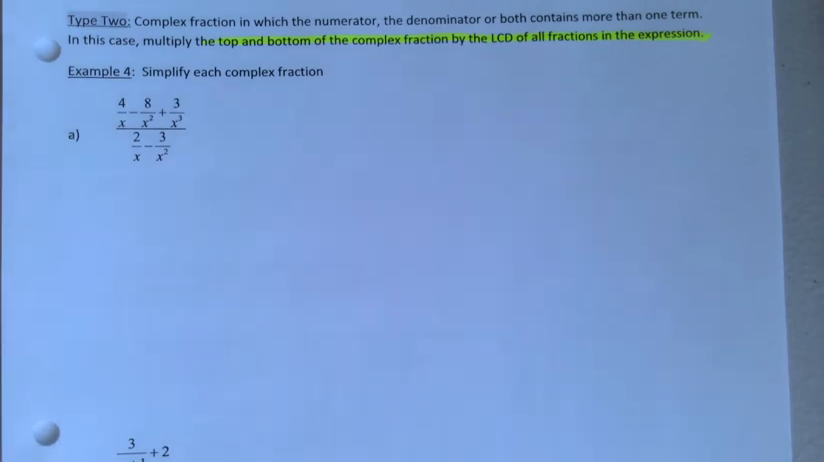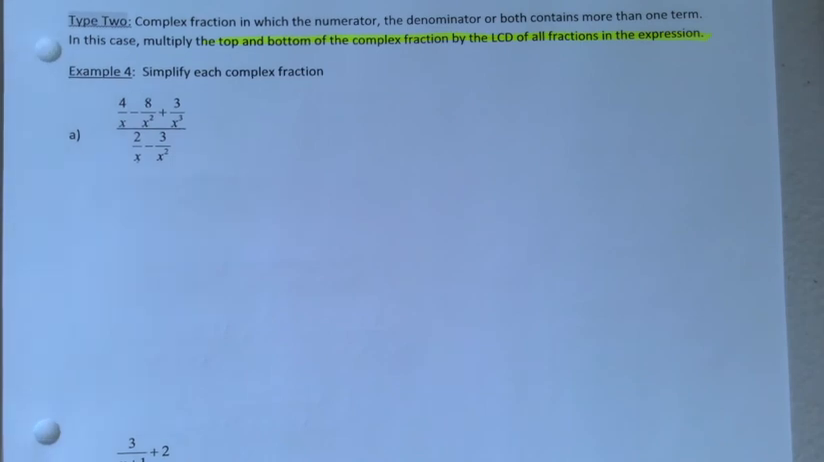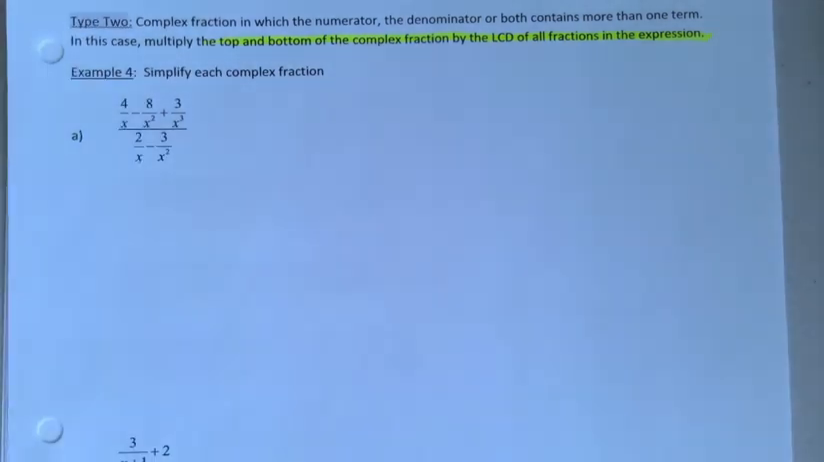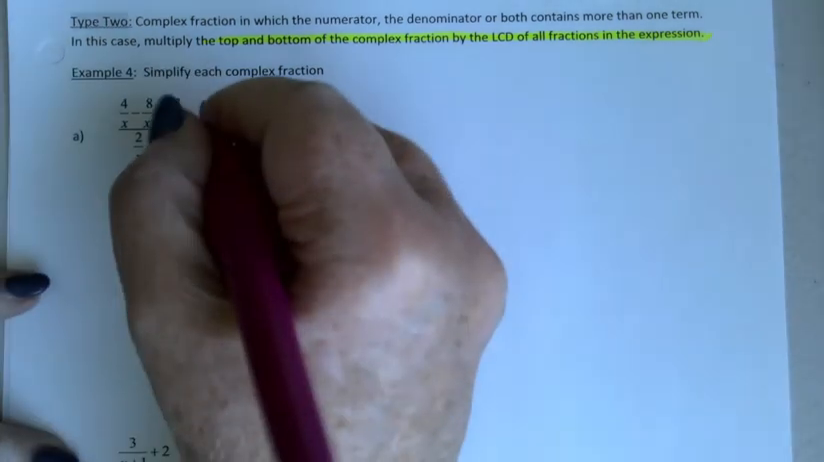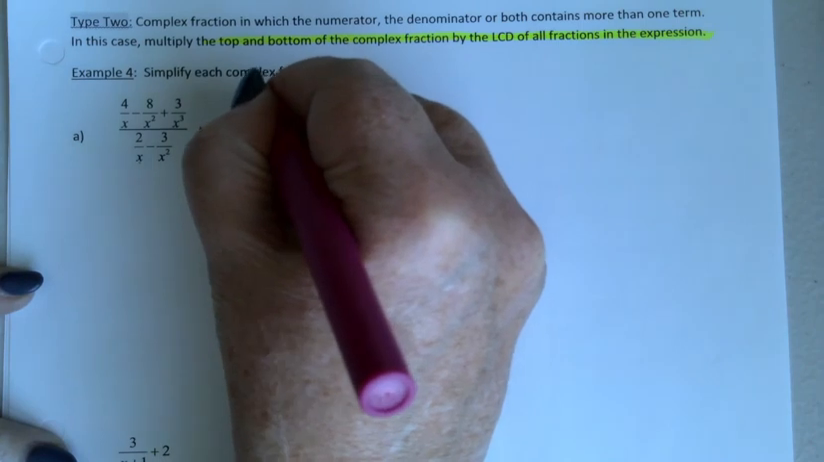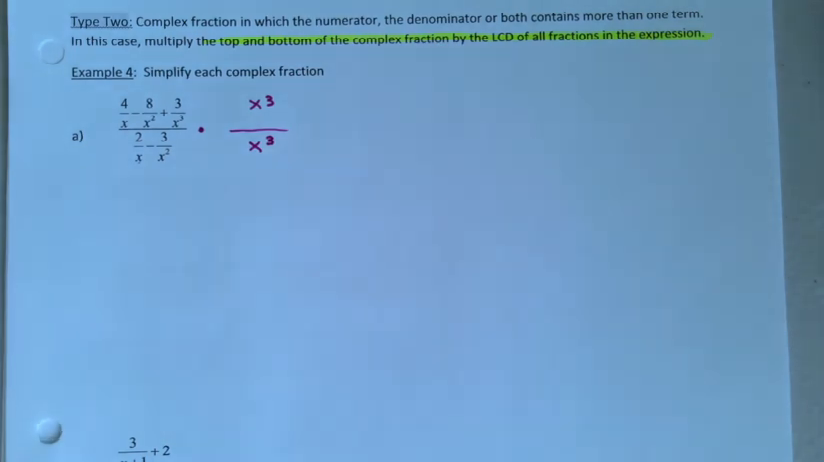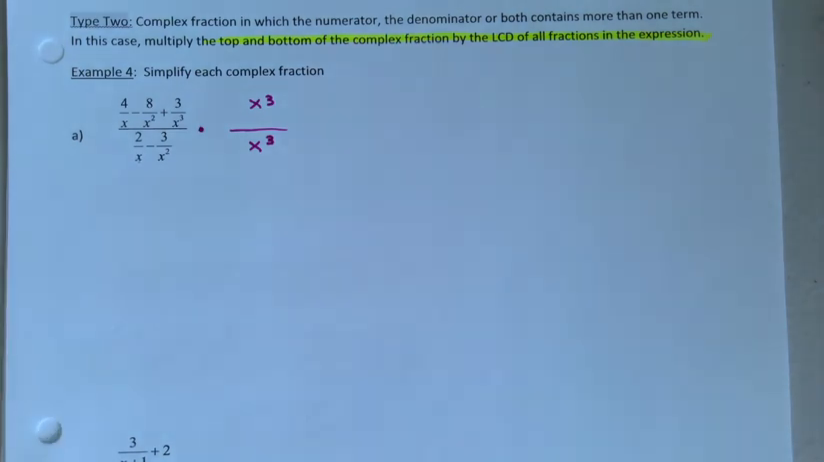So as I look at this, I see 1, 2, 3, 4, 5 little fractions within that complex fraction. I want to pick one LCD for all of them. Now, since these are all just powers of x, the LCD will be the largest power, x cubed in this case. So what I'm going to do is multiply by x cubed over x cubed, the LCD, top and bottom. Again, notice that's just 1. I'm multiplying by a form of 1, which doesn't change the value.